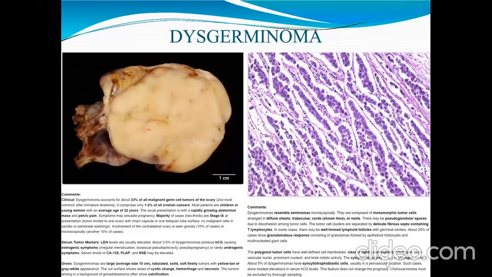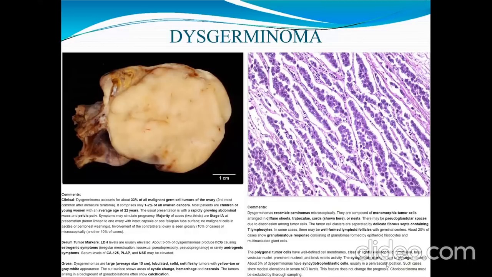Okay, now that we have dealt with this, we can see on the right the photomicrograph where these dysgerminomas resemble seminomas microscopically. They are composed of monomorphic tumor cells arranged in diffuse sheets, trabeculae, or cords as shown in this picture, or nests. There may be pseudoglandular spaces due to discohesion among tumor cells. Basically, whatever we have learned as testicular tumor, that is seminoma, the female counterpart of that is the dysgerminoma.